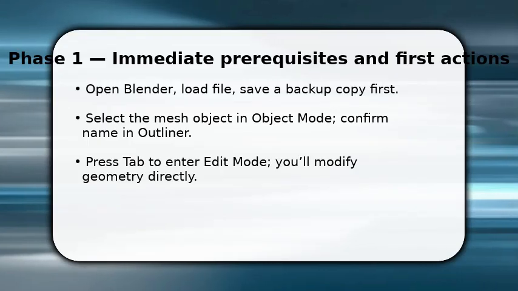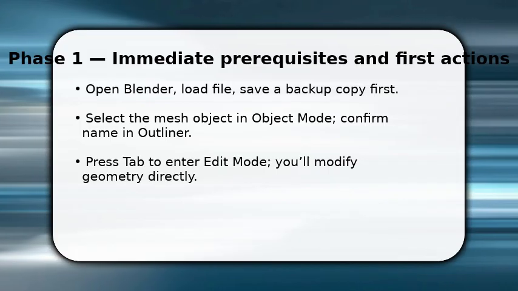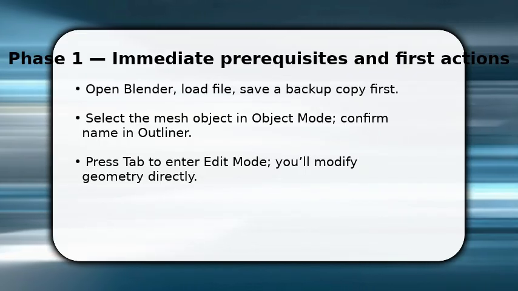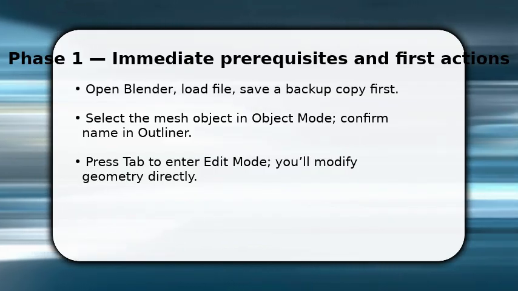You've opened Blender and saved a quick backup. Now start by selecting the mesh in object mode so you don't alter other objects. Once selected, press Tab to enter edit mode. This lets you edit vertices, edges, and faces. Make sure the outliner shows the same name. Consistency prevents mistakes. From here, you can inspect topology and isolated islands before removal.